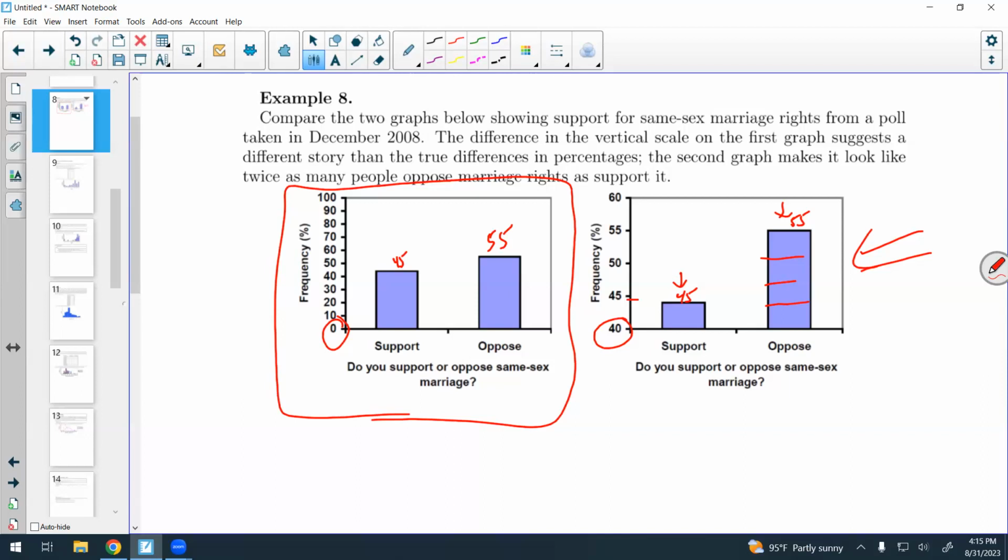So just the presentation makes it look like there's a bigger difference than there is. It's not lying to us, it's misleading us. Those are things you have to be careful to see when you're looking at things like this, and also when you're creating things like this. Is there some way that somebody can misinterpret this chart?